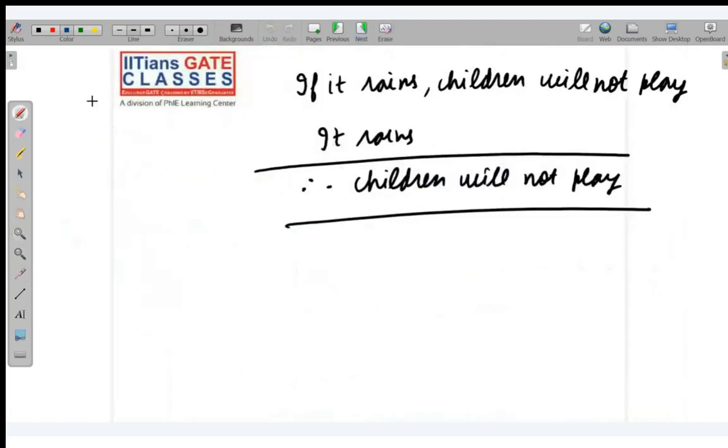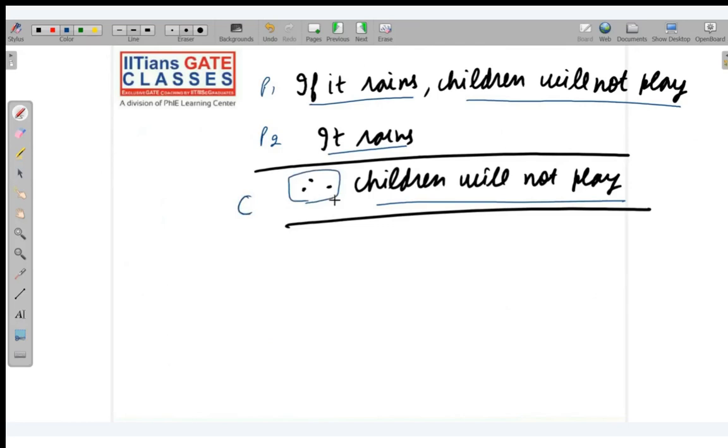So this is an example of an argument. I am saying if it rains, children will not play. I am saying it rains, therefore children will not play. This is the conclusion, and these are the premises. You can say proposition number 1, this is proposition number 2, and now this is the conclusion. Conclusion is represented by therefore. So I have written the conclusion is children will not play. So this is an example of an argument.